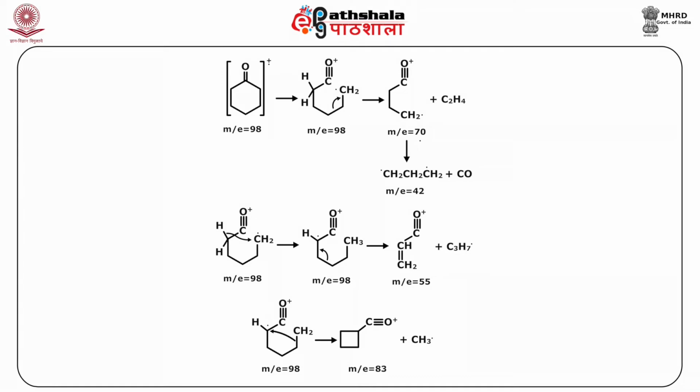Cyclohexanone, for example, gives a molecular ion peak at m/z value of 98. Fragmentation and rearrangement in the case of cyclohexanone gives peaks at m/z 83, 70, 55 and 42, etc. Now various reactions which are involved in the case of ketones and the formation of fragments are shown here.